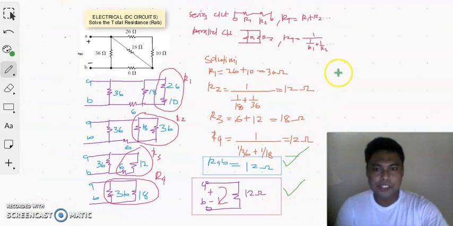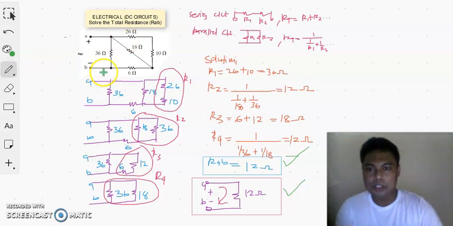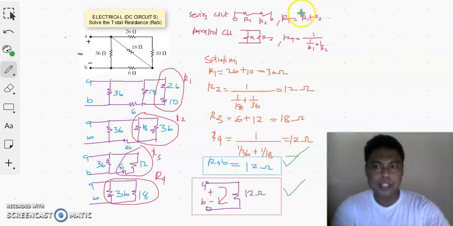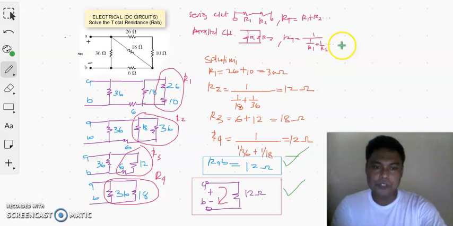Okay, for a brief review, for you to easily solve the circuit, you're going to redraw it to make it simplified, and then apply the principles of circuits. If this is series, add the total resistance. If they are connected in parallel, get the reciprocal of its resistors.